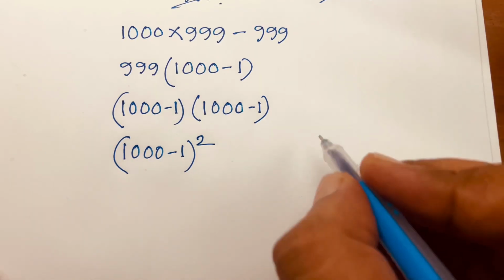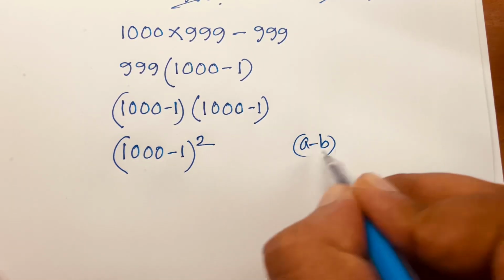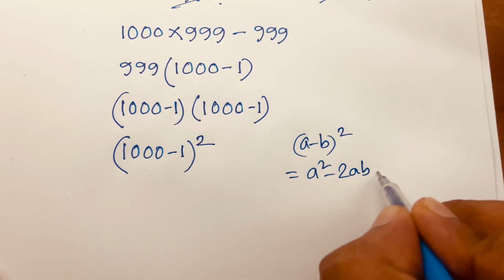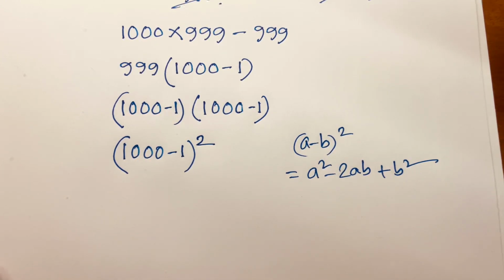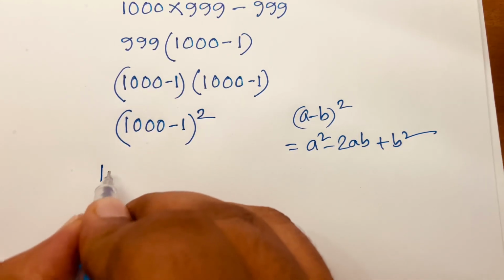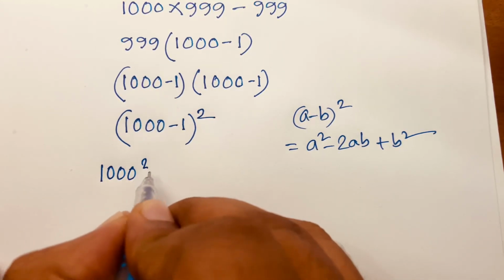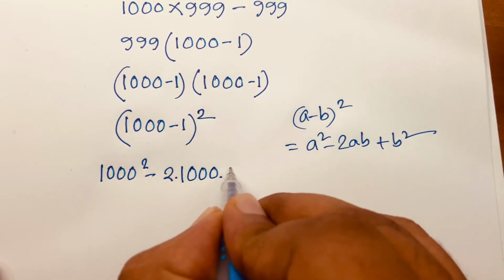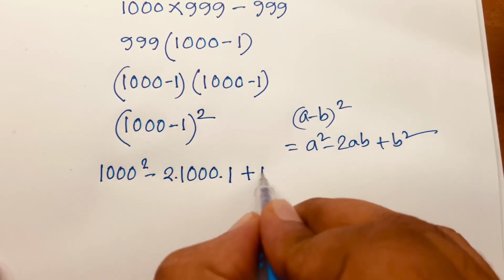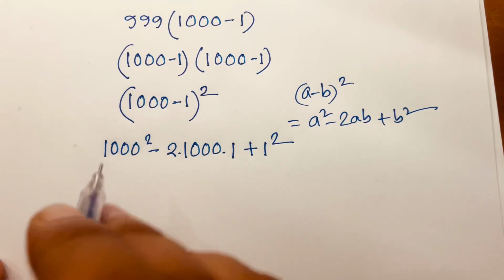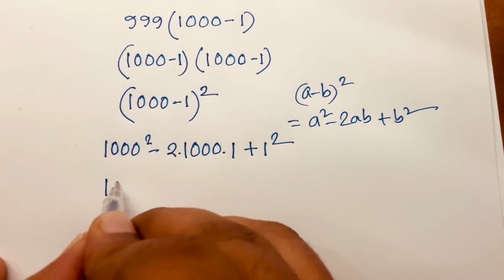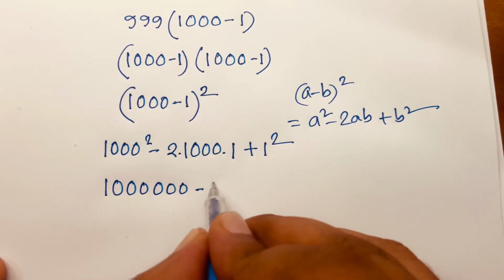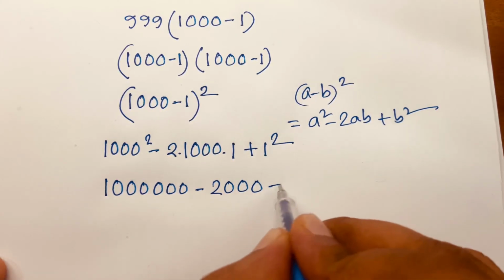Then we know that (a minus b) whole square is a square minus 2ab plus b square. According to this rule, it will be 1000 square minus 2 times a times b, b is 1, plus 1 square. Then I can say 1000 square will be 1000000, and it will be 2000, then it will be 1.